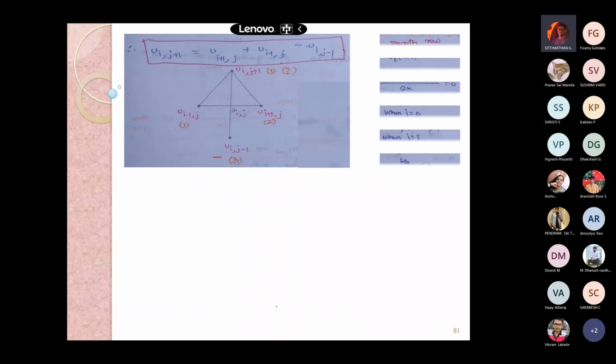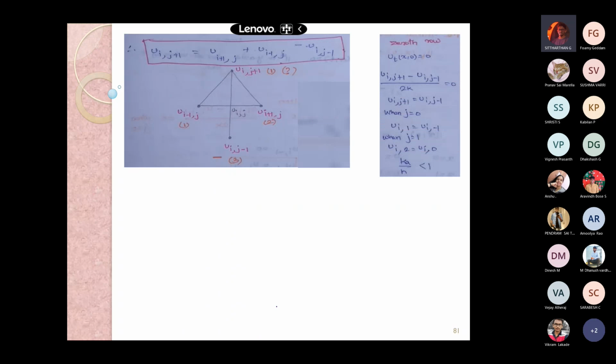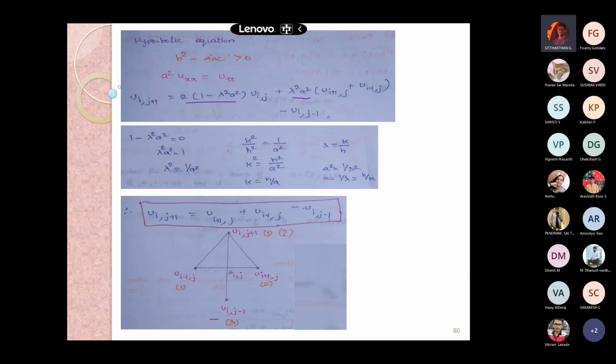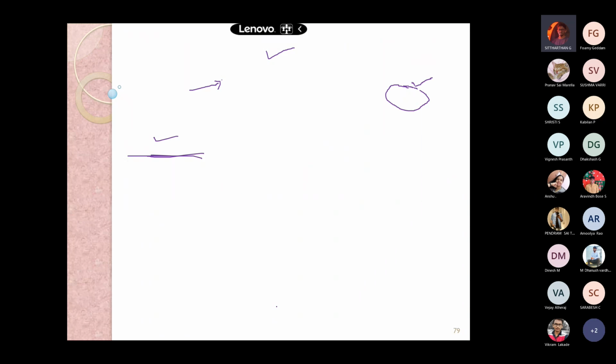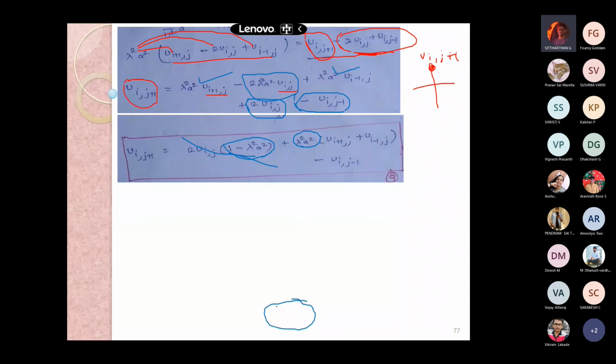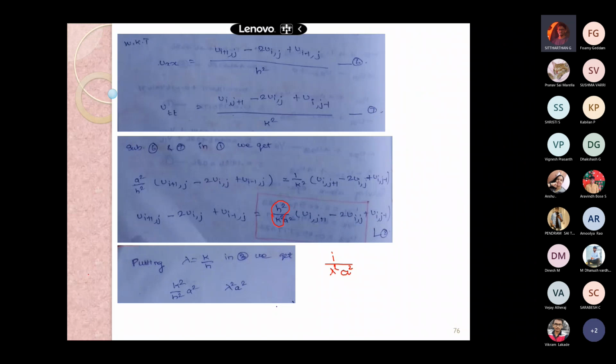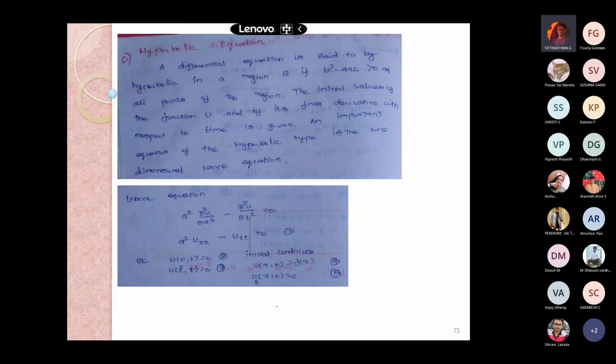Excuse me, sir. Yes. Can you show equations 4 and 5? You are asking about equations 4 and 5. Yes. Got it? Any clarification? Got it, sir. Okay.